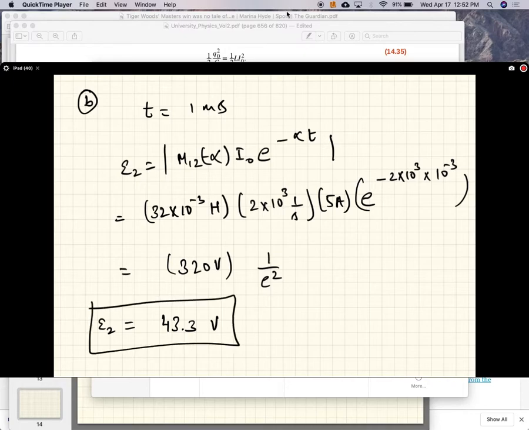All right. So you see, as the current in the first circuit is decaying, the effect of it on the second circuit, because that's what we are calculating. All right, any questions before we move on to the next problem?